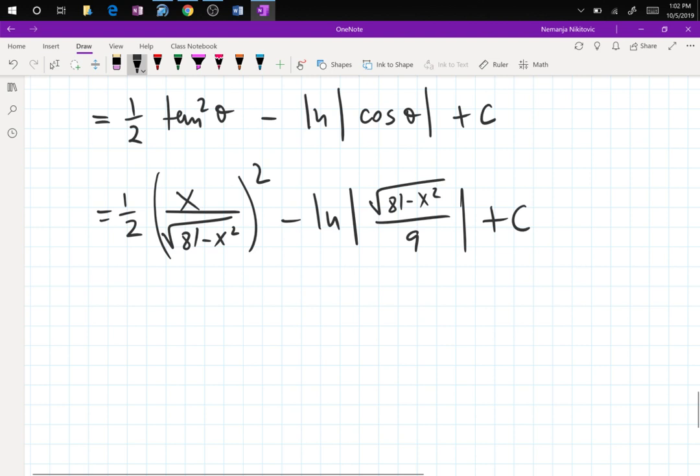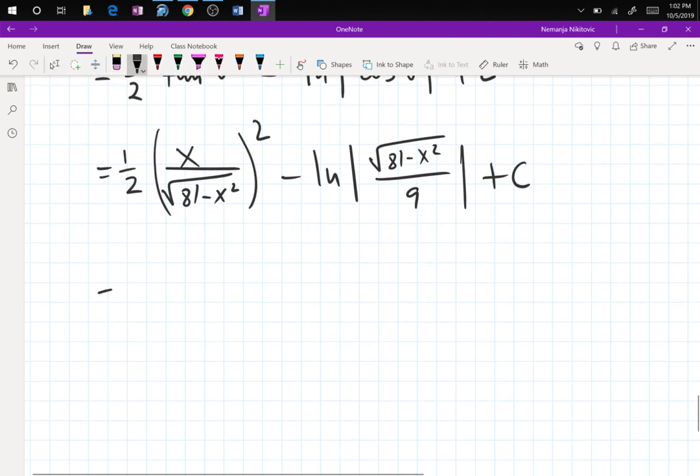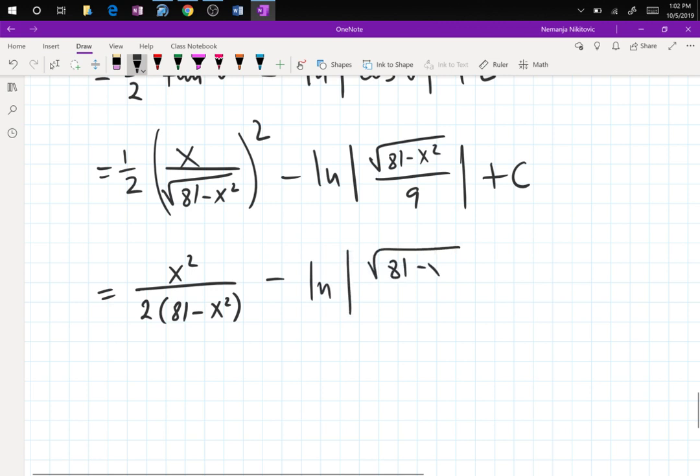Now you can apply a square on the left, which will kill the root. So you actually have x squared divided by 2 times 81 minus x squared. So the square killed the root, minus the ln of square root of 81 minus x squared divided by 9, plus c.